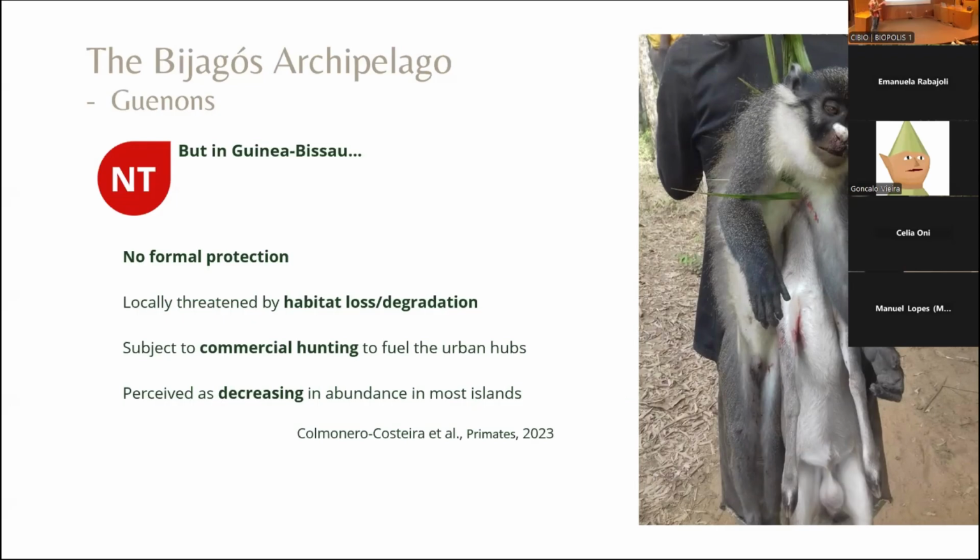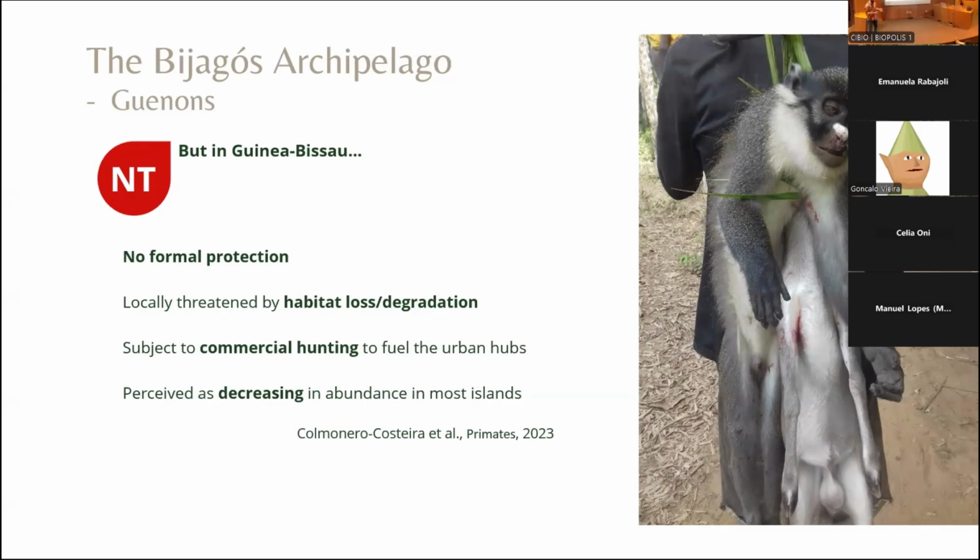They are locally threatened by habitat loss and degradation, particularly for the plantation of cash crops, so crops that bring money to the local populations in a relatively fast way. And they are, as we described in 2023, being subjected to commercial hunting.